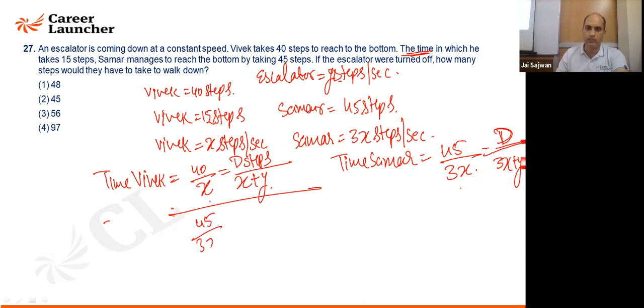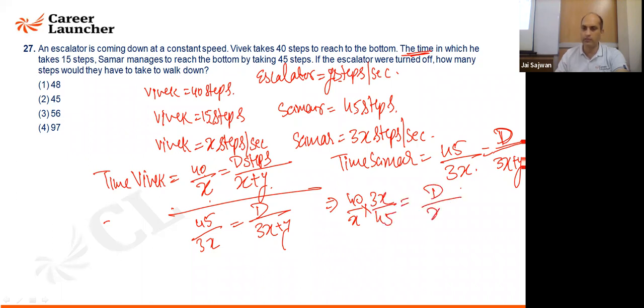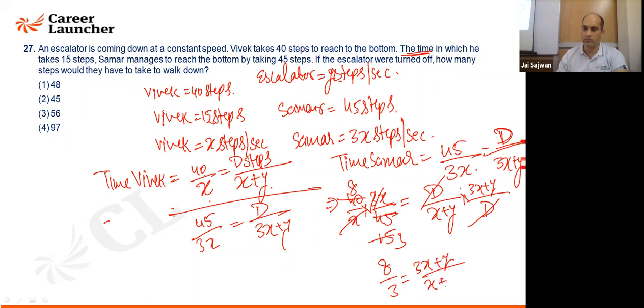I can directly divide these values. So what do I get? 40 upon x into 3x upon 45 is equal to d upon x plus y into 3x plus y upon d. I'll cancel it. 15, 5 3s are 15, 5 8s are 40. x gets cancelled out. 8 by 3 is equal to 3x plus y upon x plus y. We'll cross multiply this. So what do I get? 8x plus 8y is equal to 9x plus 3y. I'll say x is equal to 5y.